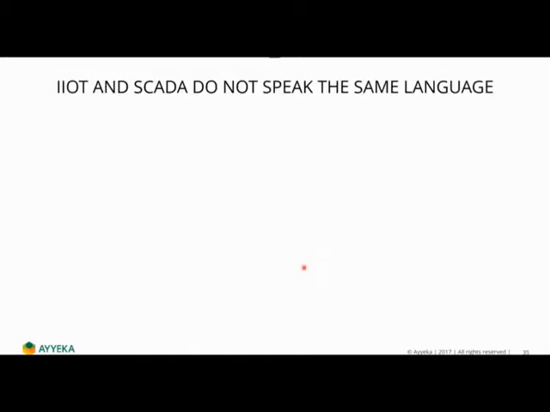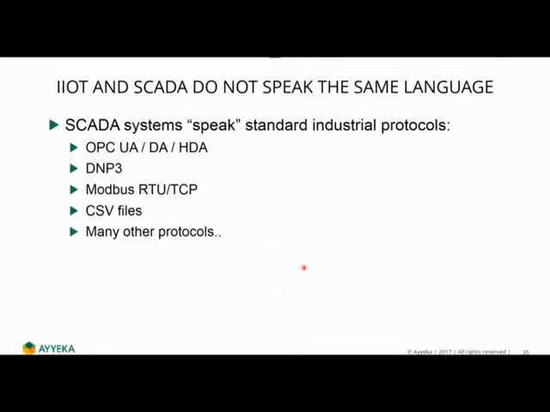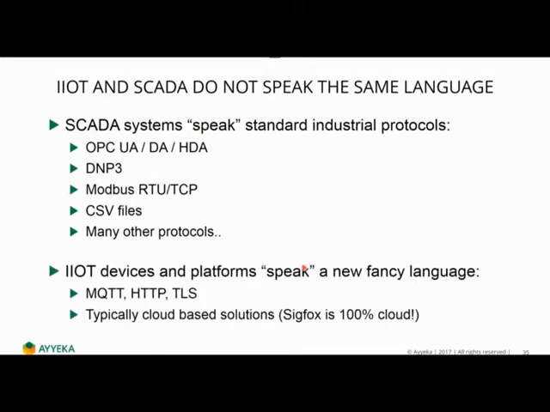Now, if you try to put a finger on the problem, this is the problem. What we painted here as the industrial IoT world and the SCADA world do not really speak the same language in many cases, at least not according to the definition that we use here, okay? SCADA systems use their classic industrial automation protocols, and IoT devices use MQTT and HTTP and TLS, and they're not exactly compatible.